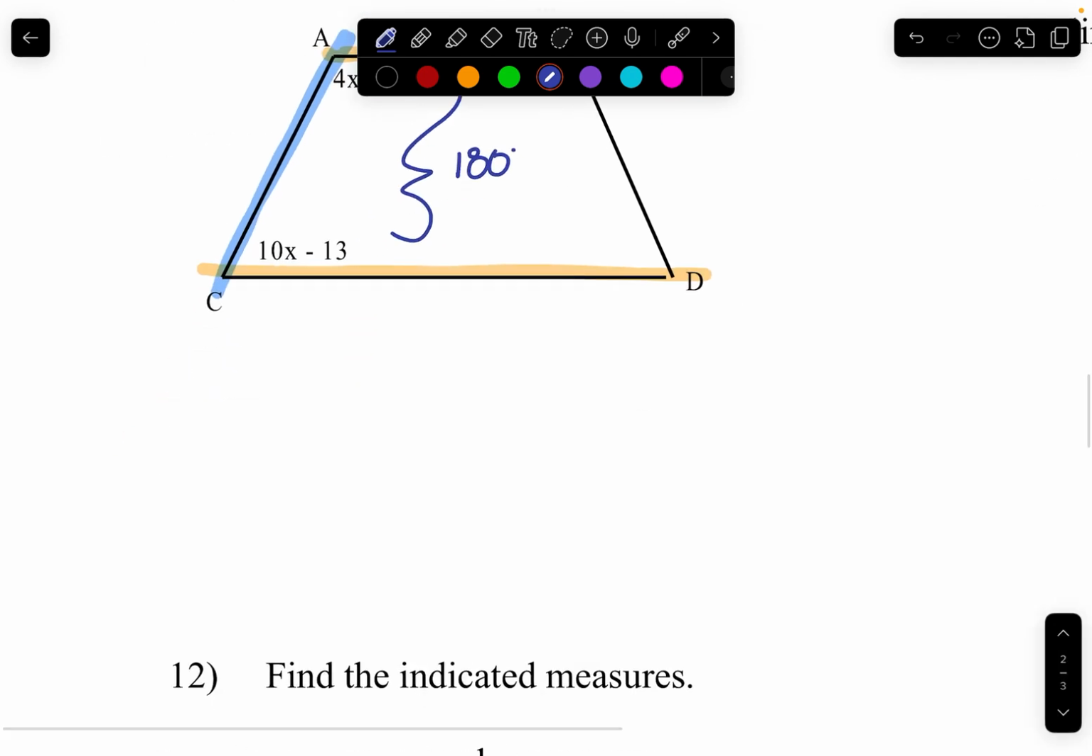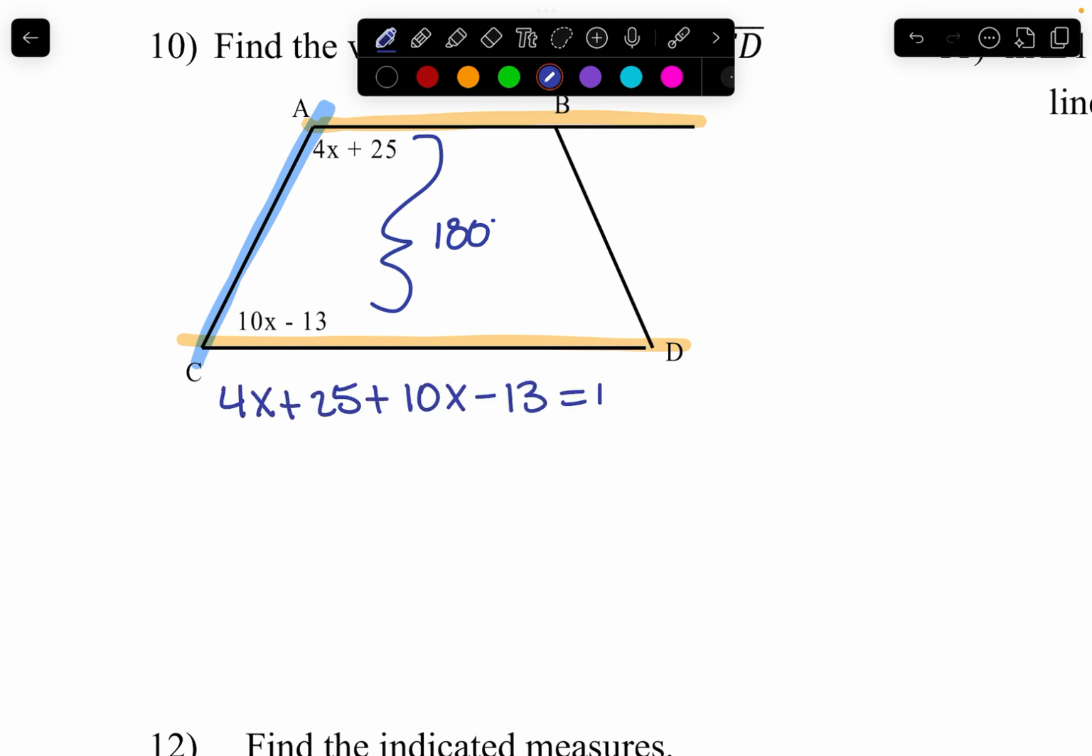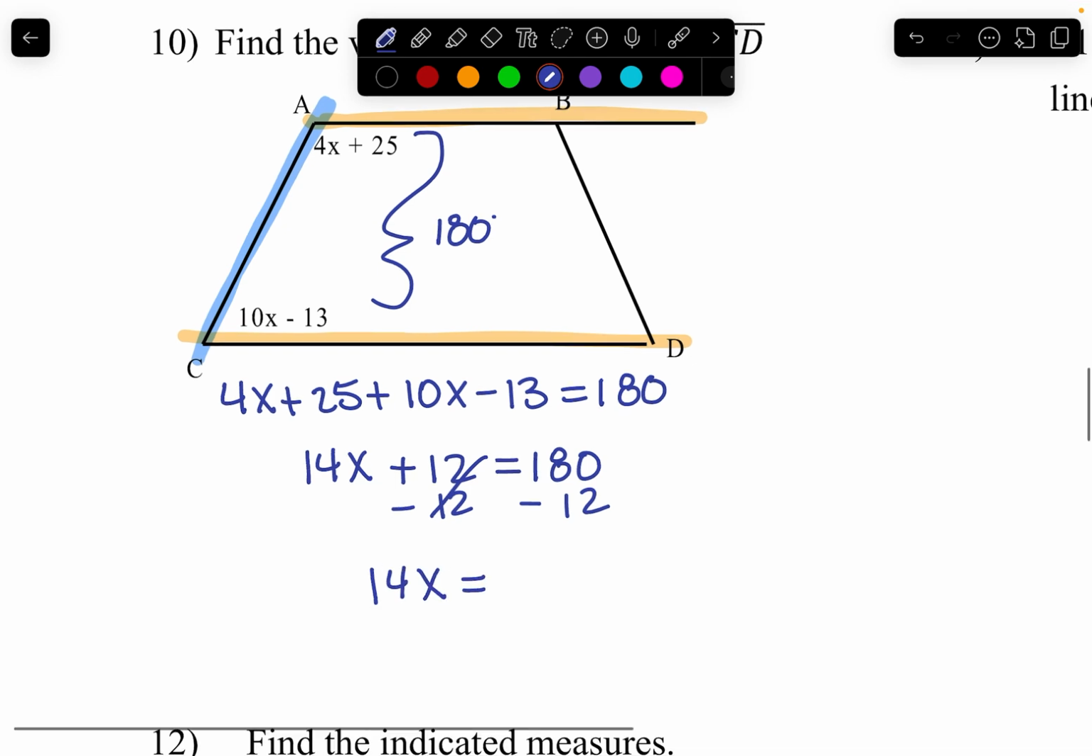All right, so we've got 4x plus 25 plus 10x minus 13, and that is going to equal 180 degrees. This will be 14x plus 12 equals 180 degrees, since 25 minus 13 is 12. We're going to subtract 12 on both sides. We have 14x equals 168, and then we're going to divide both sides by 14.